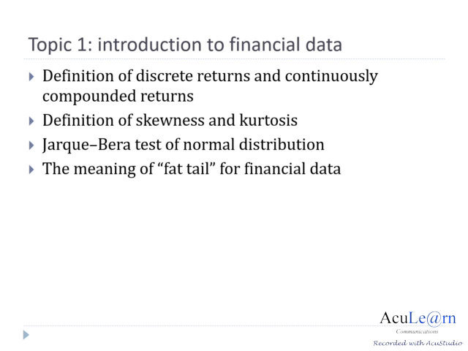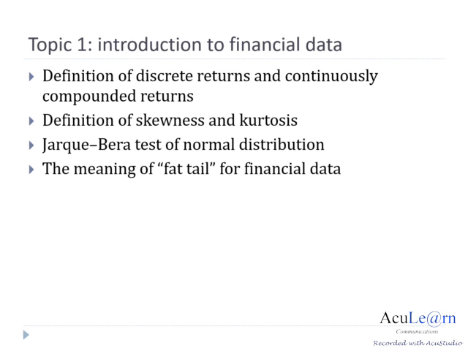The discrete return is just something like the simple returns you have studied before. It's the change of the price divided by the price of the last period. And the continuously compounded return is like the D-log return, calculated more like the difference between the natural logarithm of the price of today and yesterday.